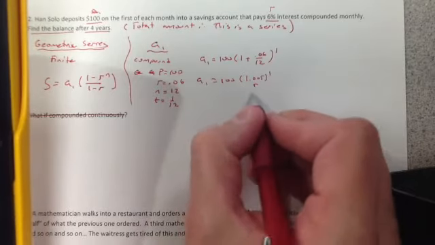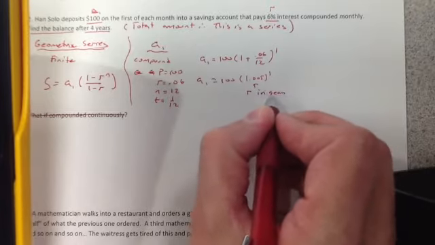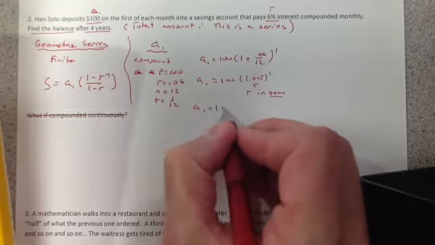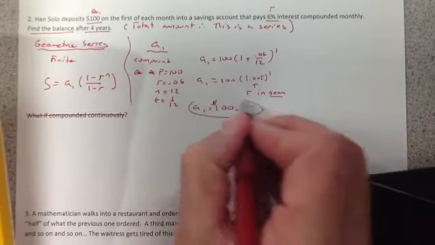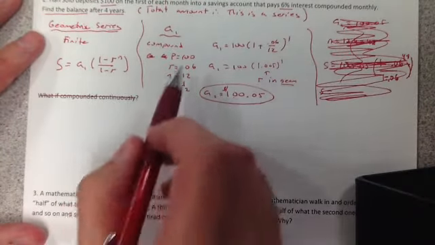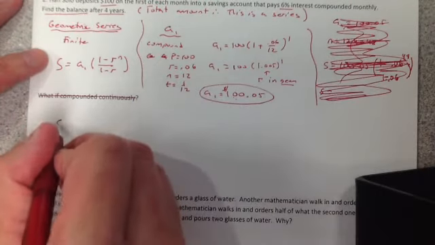Now notice, this is our r in our geometric series. So a sub 1 becomes $100.05, after the first compounding, after the first month. Now since we got our first term, we can plug it into our formula.